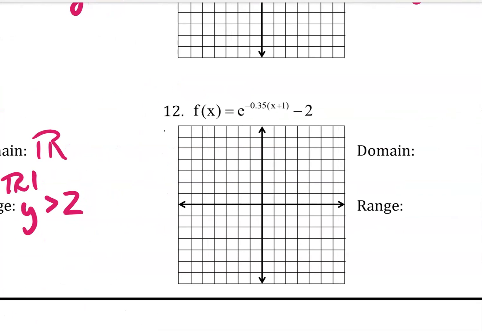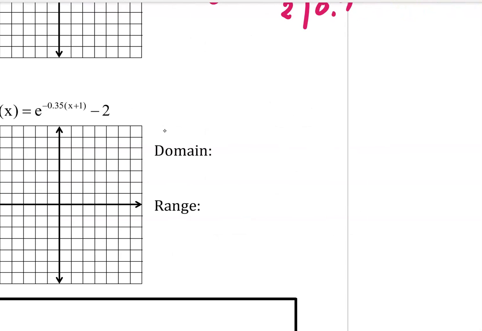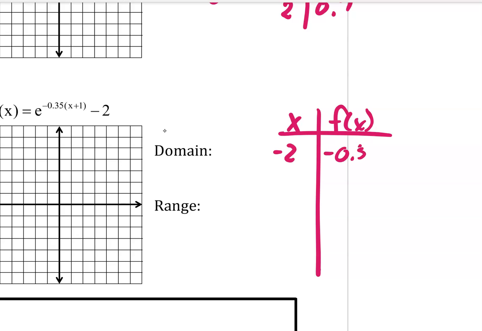F of x equals e to the negative 0.35 times x plus 1, quantity, minus 2. So again, I've created a t-chart, x, f of x or y, whichever you like. When x is negative 2, f of x is negative 0.58. Negative 1, negative 1. Where'd that come from? Negative 1 plus 1 is 0. 0 times negative 0.35 is still 0. E to the 0, any number raised to the 0 power is 1. 1 minus 2 is minus 1.